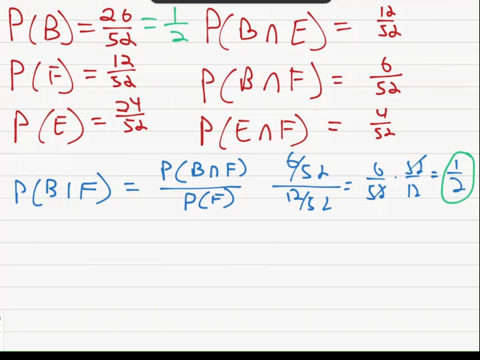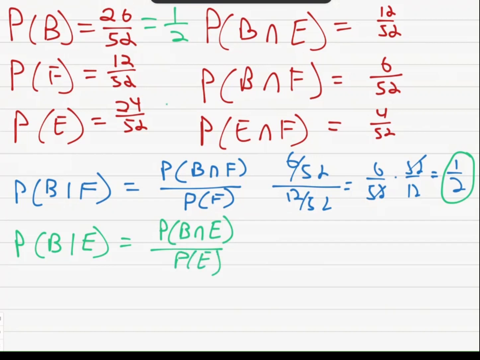So now let's look at the probability of drawing a black given that we know we've drawn one that's even. So probability of B given E. And again, it's the probability of the intersection of B and E over the probability of E. And we can read these off. The probability that it's even is 24 over 52.